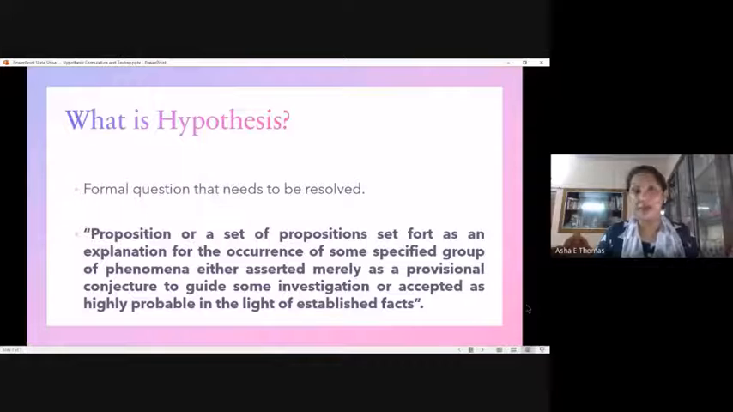Maybe based on the established facts, maybe based on previous studies, maybe based on some conditions that were prevailing in that population or in that sample or in that group of study. So that's why we say that it is not just an assumption. In a serious research, a hypothesis becomes a proposition, a proposed outcome, an expected outcome, or the most possible outcome. So that's what we call hypothesis.